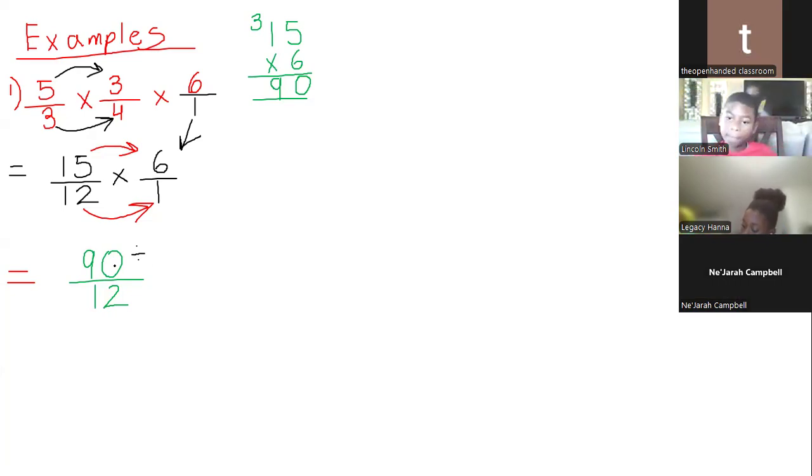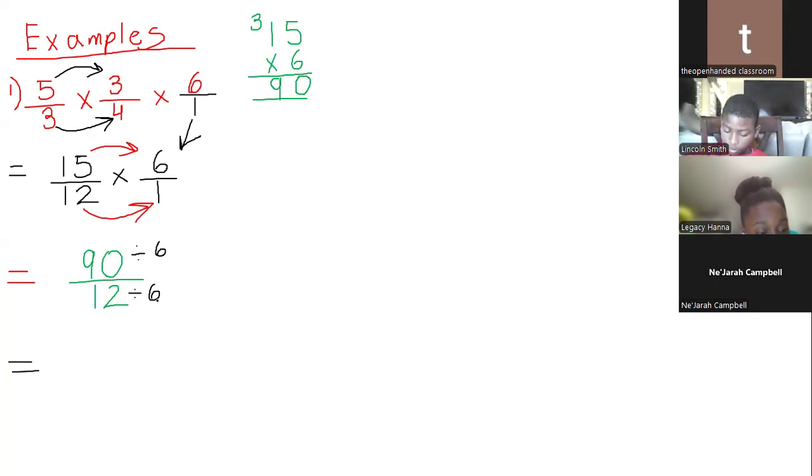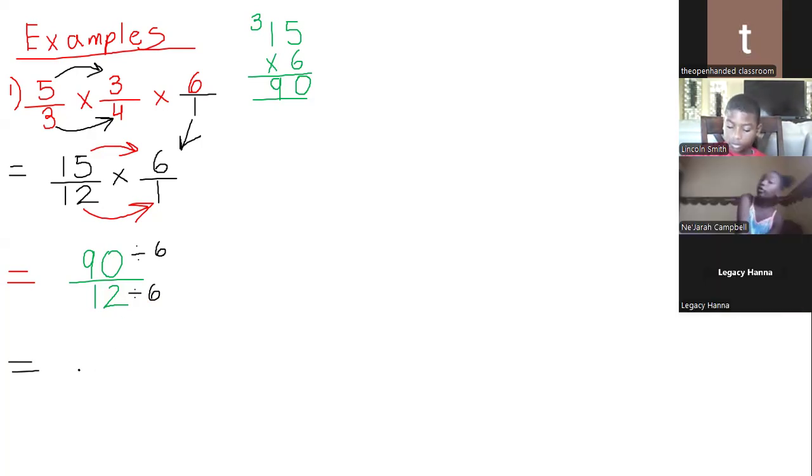So we have 90 divided by 6, which is 15. And what is 12 divided by 6? Excuse me, sir, I ran out of eraser on my pencil. Can I go and get another one, please? Yes, you can. What is 12 divided by 6? 2.